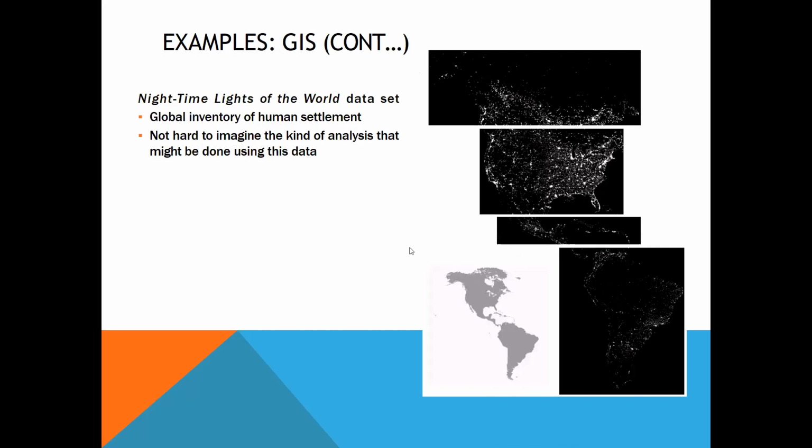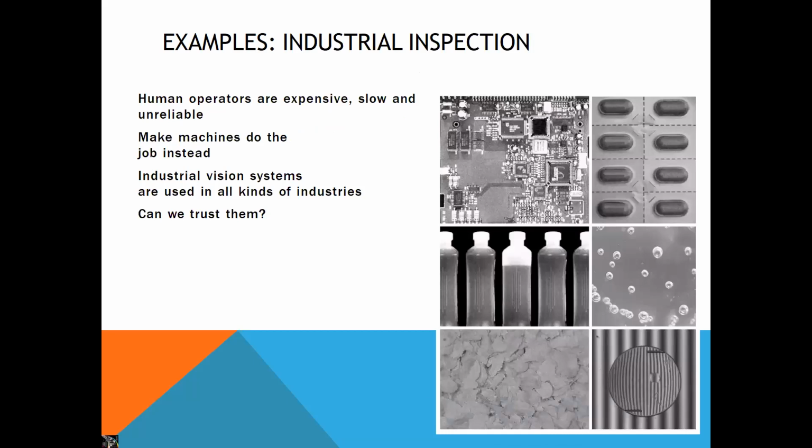For industrial inspection, we have also used digital image processing, because human operators are expensive, slow and unreliable. So make machines do the job instead. Industrial vision systems are used in many kinds of industry. Can we trust them? Yes, we can, because it has the biggest effect on industrial inspection also.